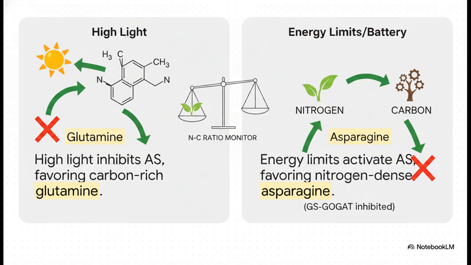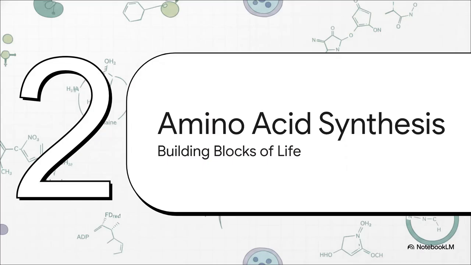When there's high light and plenty of carbohydrates around, it inhibits AS and fires up the GS and FD-GOGAT pathways to favor carbon-rich compounds like glutamine and glutamate. These are used right away to build new plant tissue. But in energy-limited conditions, the plant completely changes gears. It throttles back the GS-GOGAT pathway and activates AS instead. This smartly favors the production of asparagine, which is super dense in nitrogen, making it absolutely perfect for long-distance transport or long-term nitrogen storage.